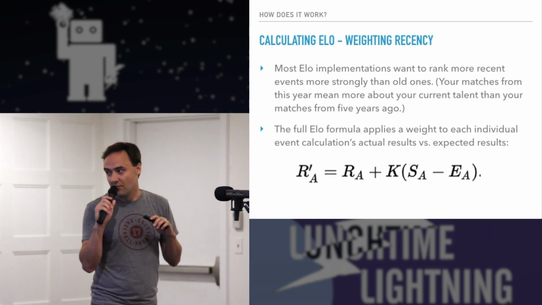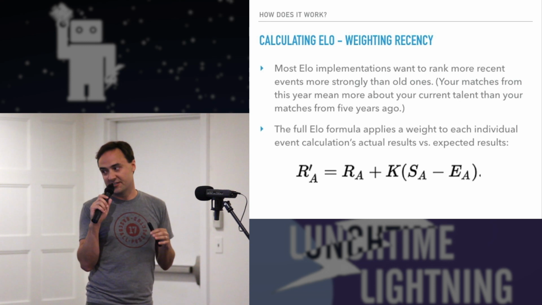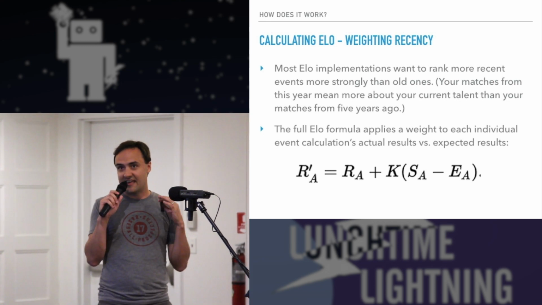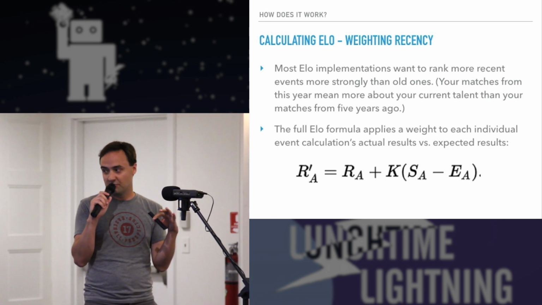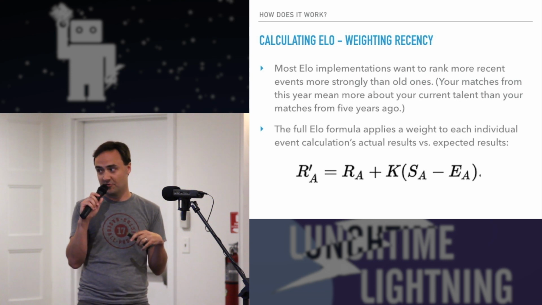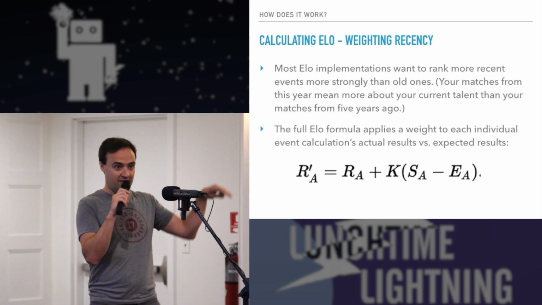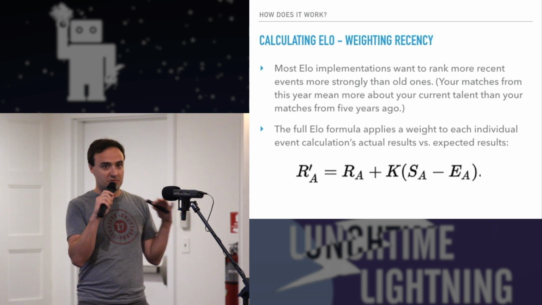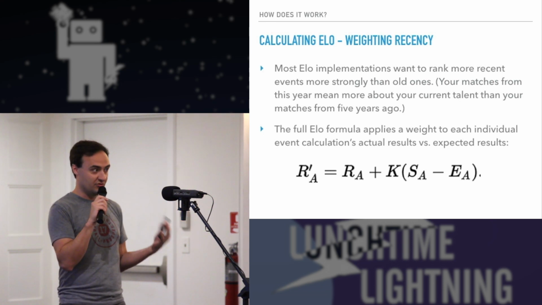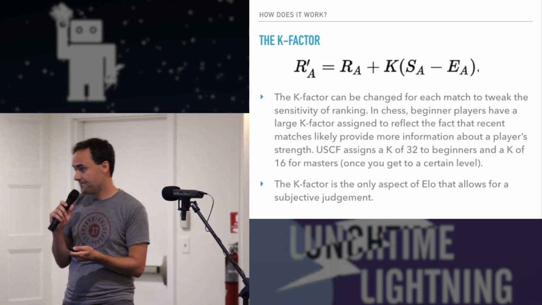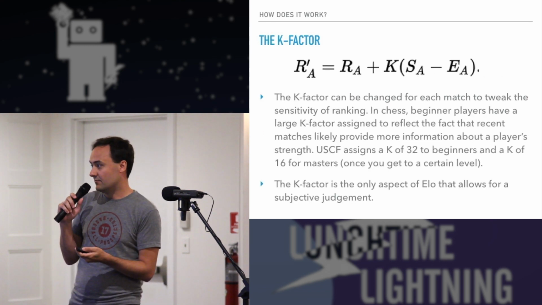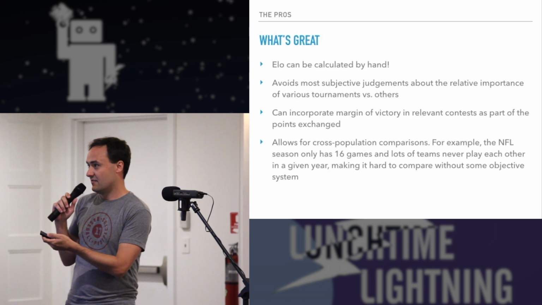The K factor changes as you move from being a beginner player to a master player. So the US Chess Federation uses a K factor of 16 for master players and 32 for beginner players. The idea being that when you're a beginner, each match that you play in official tournament play is a much, much more significant record of your true talent because you played fewer matches.